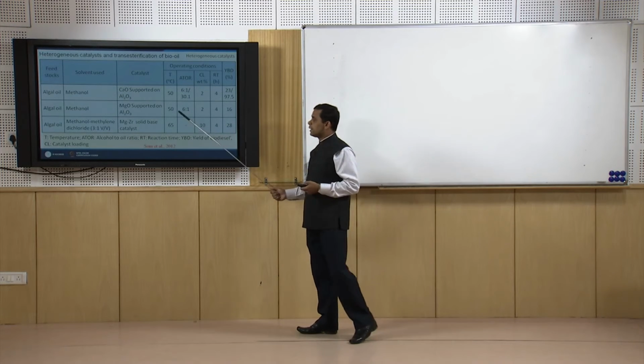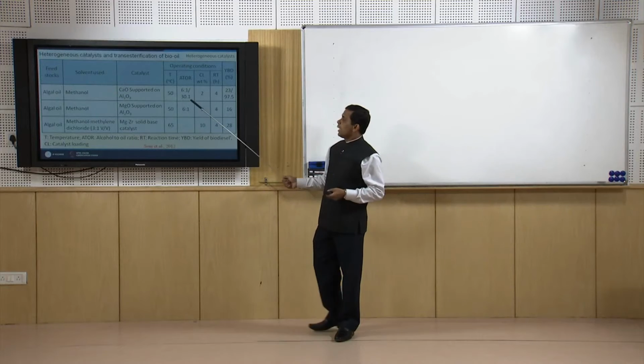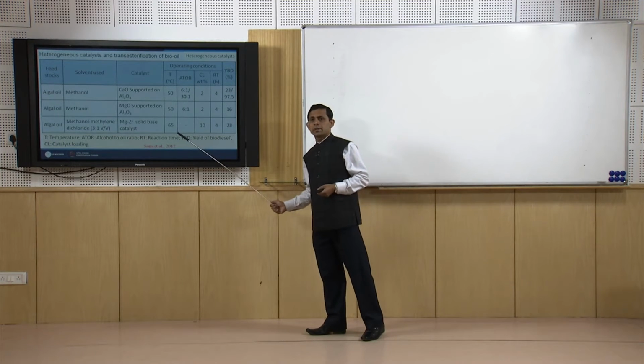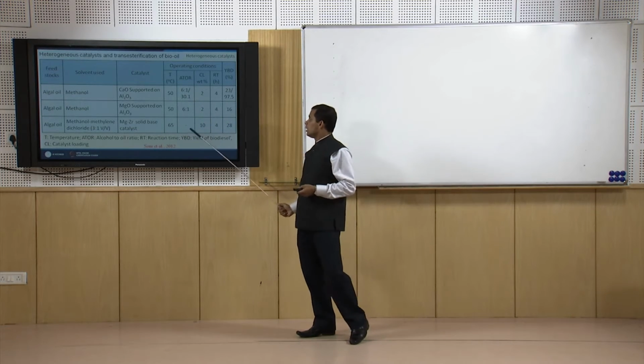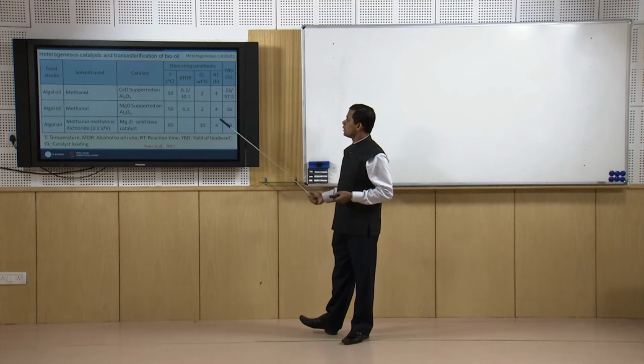So those heterogeneous catalysts have been used as reported here. Some of those are calcium oxide supported on Al2O3 and magnesium oxide supported on Al2O3 and magnesium zirconium solid base catalyst. So these three catalysts we have reported in this slide. So here we see different operating conditions are used. Temperature is almost 50 to 65 degree centigrade, and here alcohol to oil ratio is 6 to 30 and catalyst load 2% to 10%. And here reaction time is 4 hours.